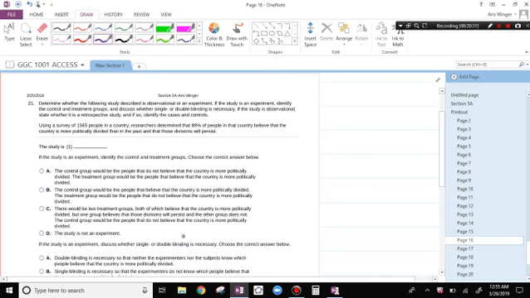Determine whether the following study is described as an observational or experiment. Using a survey of 1,565 people, survey usually means observational. Researchers determined that 89% of the people in the country believe that the country is more politically divided than in the past, and that those divisions will persist. The study is observational.